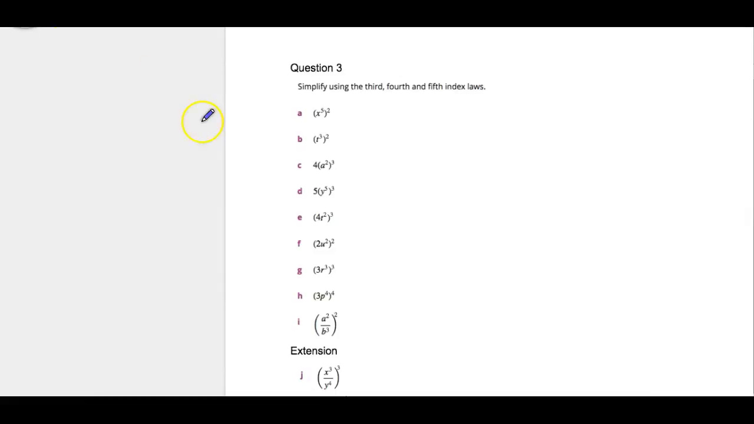All right, now we have powers to the power. When you have powers to the power, it's just multiplied. So 5 times 2 is 10. So we have x to the power of 10. Let's look at E, just because we've got a coefficient in the brackets. So it's also 4 cubed. Whatever is in the brackets gets cubed. So the 4 is cubed and also the t is cubed. So 2 times 3 is 6.